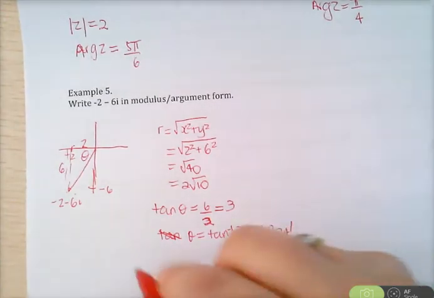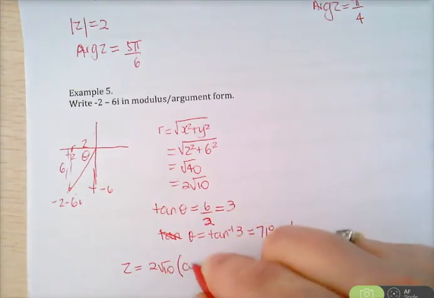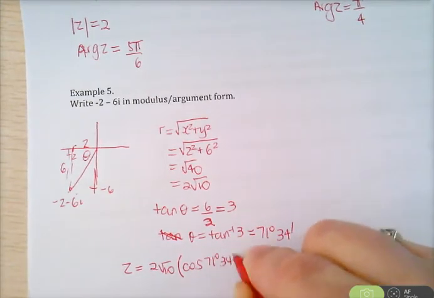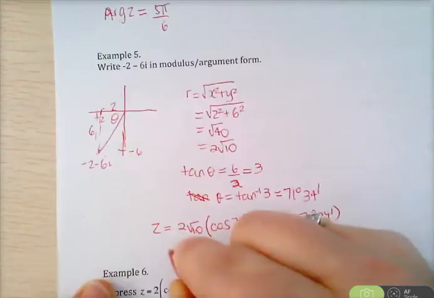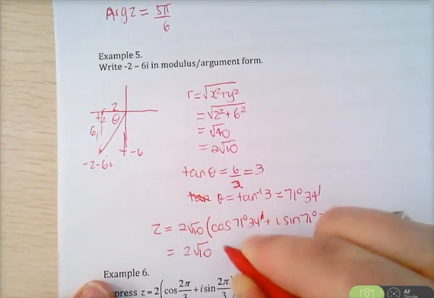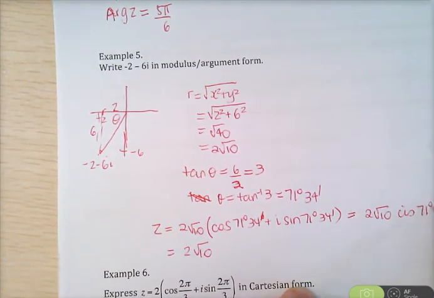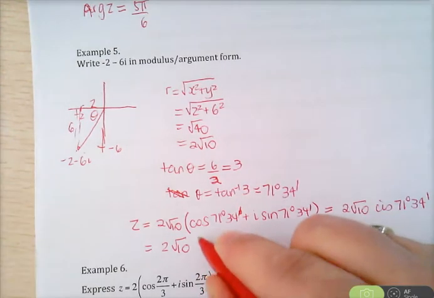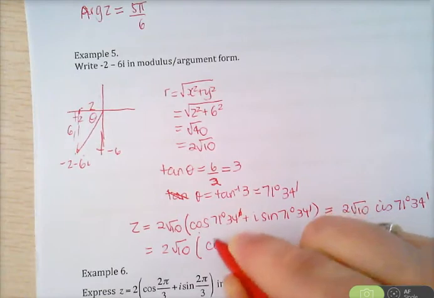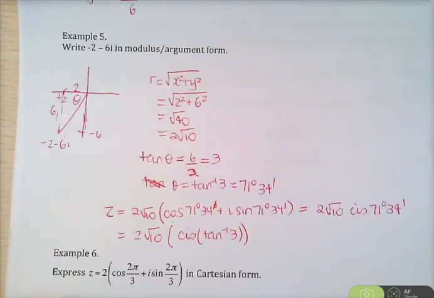And so therefore, the complex number z is 2 root 10 cos of 71 degrees 34 minutes plus I sine 71 degrees 34 minutes. Or we could write that in cis form, 2 root 10 cis 71 degrees 34 minutes, which is just quicker than writing the cos 71 degrees 34 minutes plus the I sine 71 degrees 34 minutes. Or we can write it in exact format as 2 root 10 cis, in brackets, tan to the minus 1 of 3. And that's the exact way of writing that.